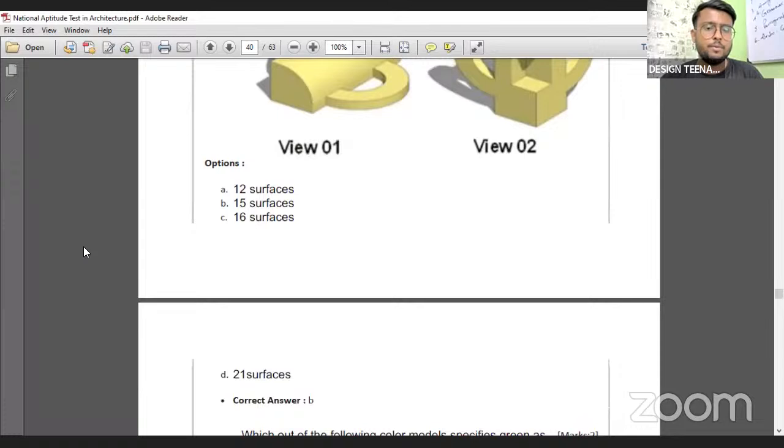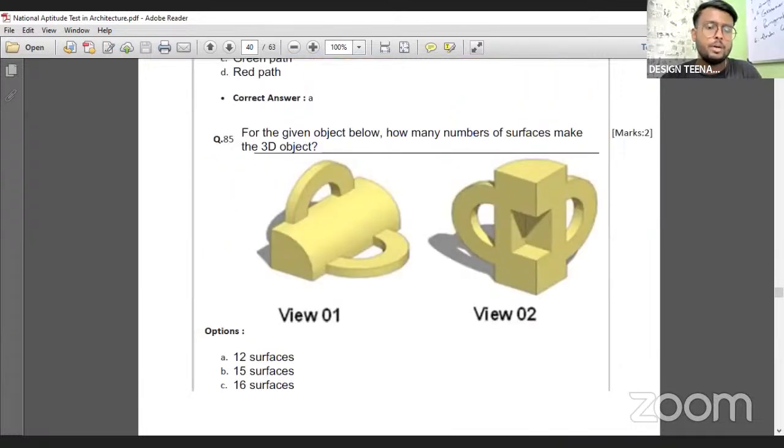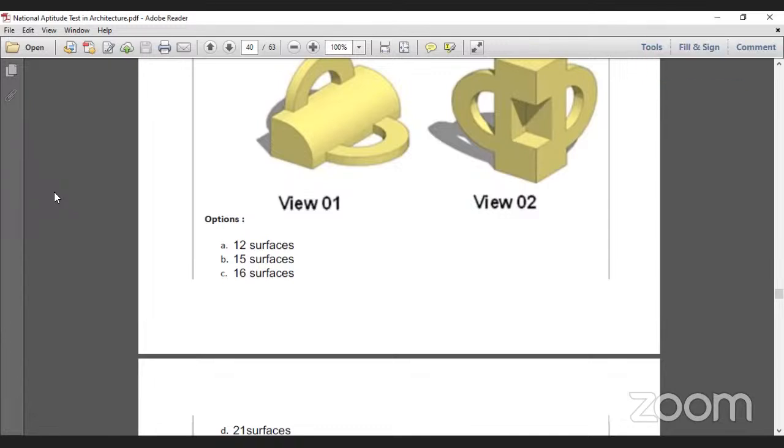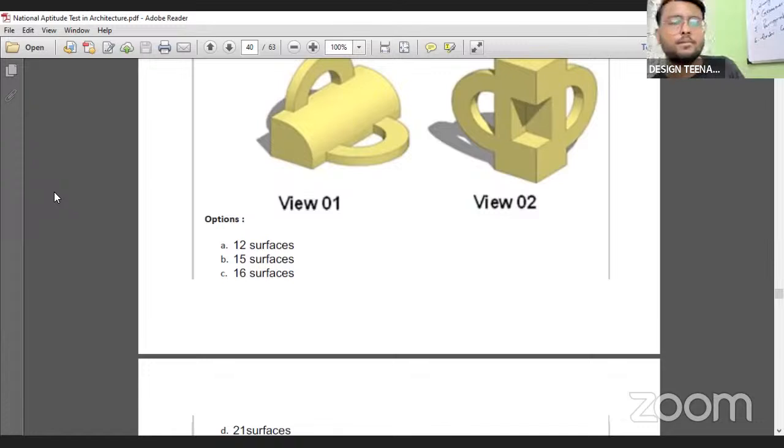Fine. So we have these view shapes, and you are asked to identify the number of surfaces over here. Tell the correct answer quickly. How many surfaces? View 1 and view 2 of that one particular shape are shown to you. How many surfaces are there? Quickly tell how many surfaces are present in this structure.